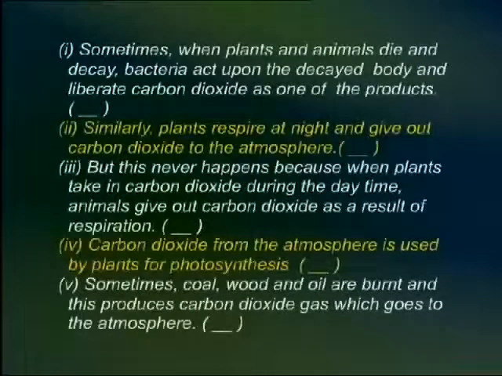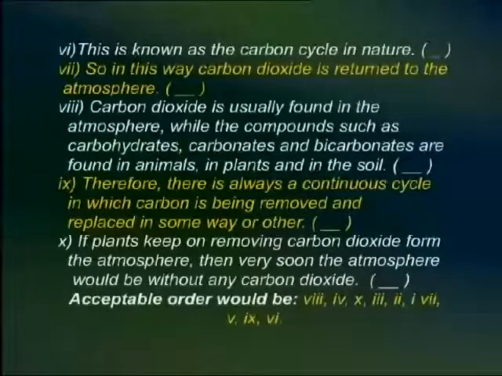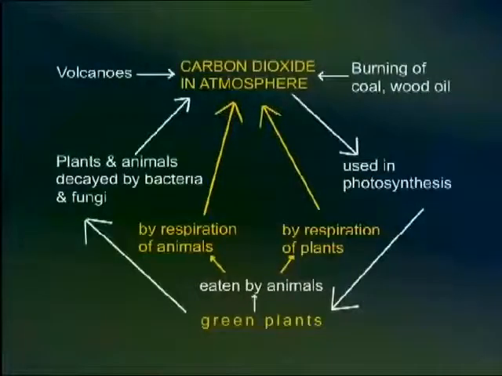These sentences are not in an acceptable sequence. You use this flow diagram as a guide, and you match the sentences with the stages in the flow diagram to produce a text which is in acceptable sequence. You look at the carbon cycle and you will notice that the process continues.